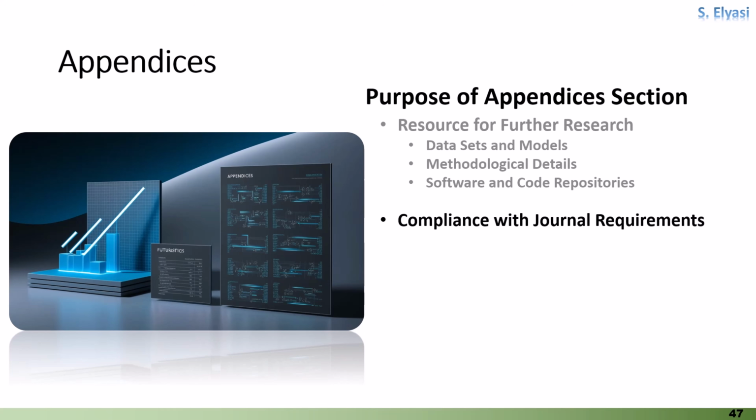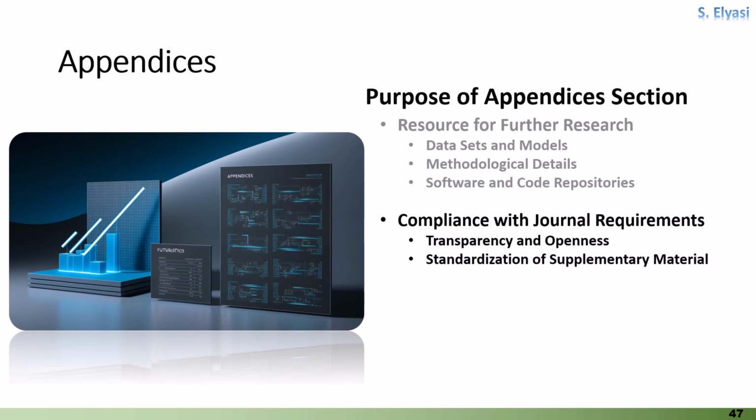Compliance with journal requirements. Transparency and openness. Many scientific journals have strict requirements for transparency and data sharing to promote reproducibility and ethical standards throughout research. Appendices allow researchers to meet these requirements by providing a detailed account of all research materials and data.